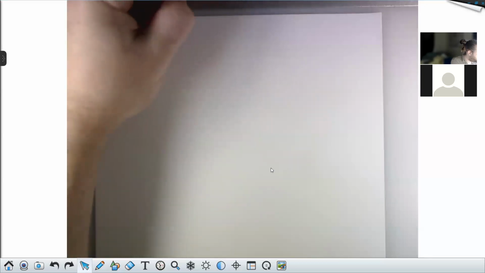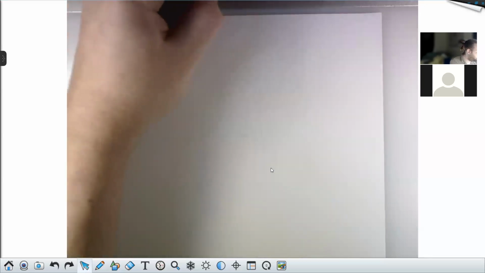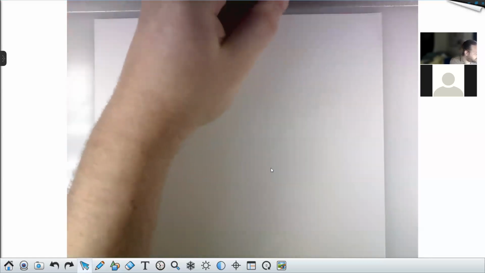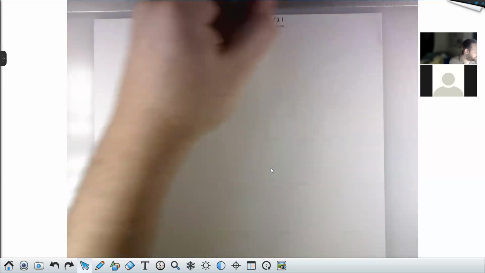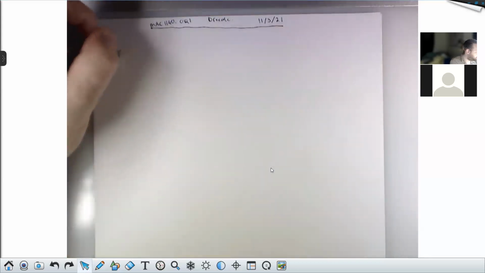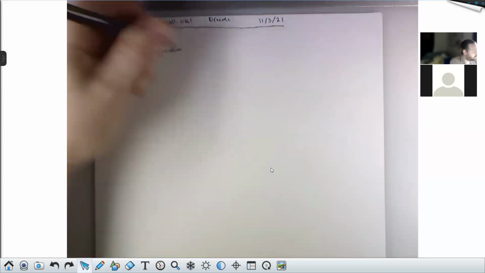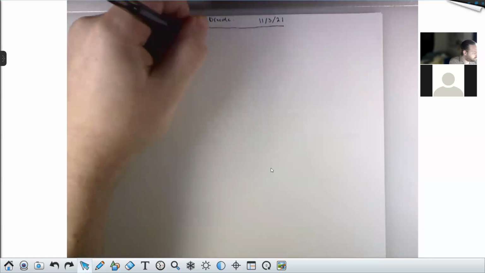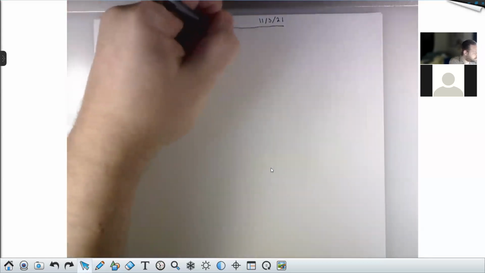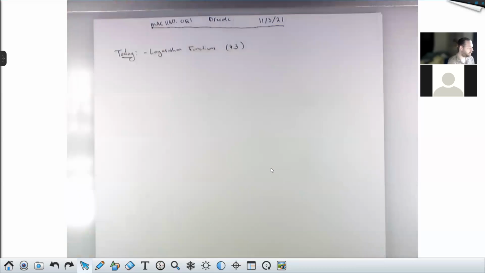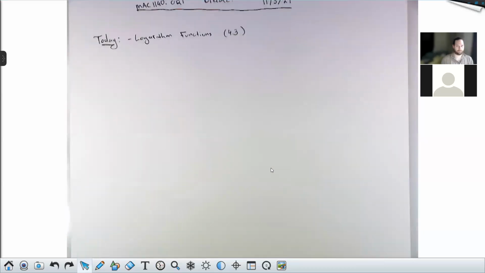So this is MAC1140, section number OR1, which is pre-calc. And today is the 3rd of November, 2021. Today we will be talking about logarithm functions, which is section 4.3. And that's just logarithms. Okay.